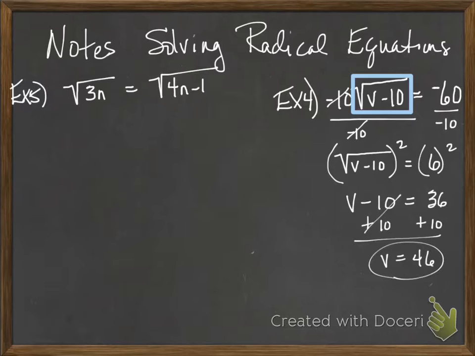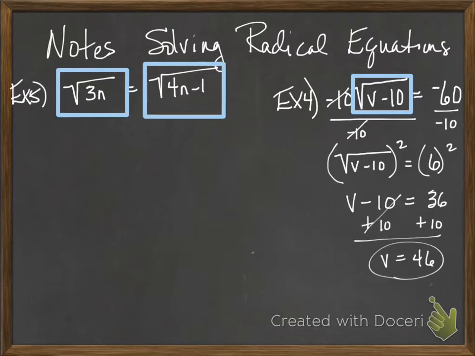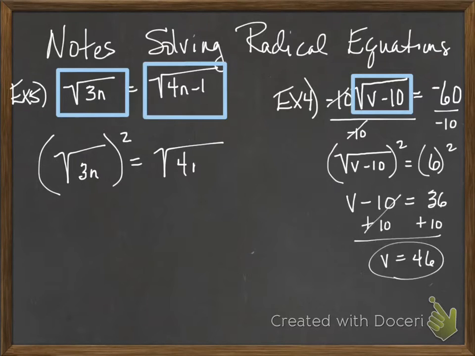This equation says the square root of 3n is equal to the square root of 4n minus 1. What's going to happen most of the time is these two square roots are already going to be completely by themselves. There's nothing being added to either one of those square roots, subtracted, multiplied, or divided. So they're by themselves. If you want to get rid of them, then you square them. And you're going to square both sides.